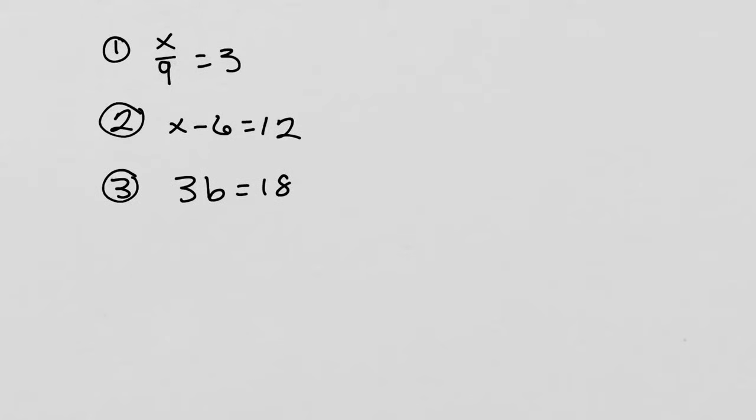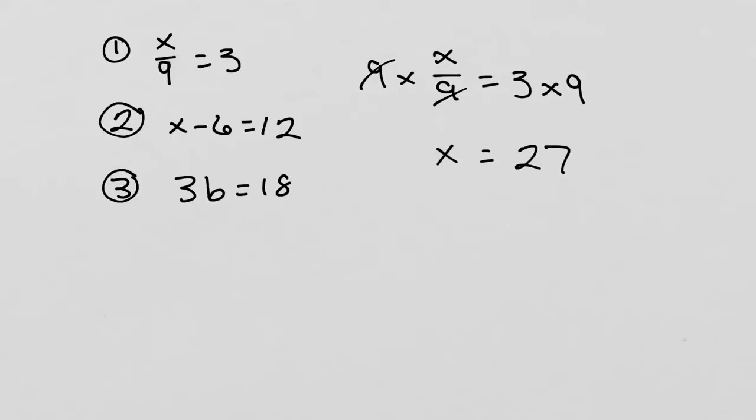So in the first question, for example, the 9 is dividing. We will perform the opposite operation on both sides of the equation. So you will have to multiply both sides by 9. The 9 will cancel out since we performed the opposite operation on it. 3 times 9 is 27. So x will be 27. Okay, I'll leave the next 2 for you.